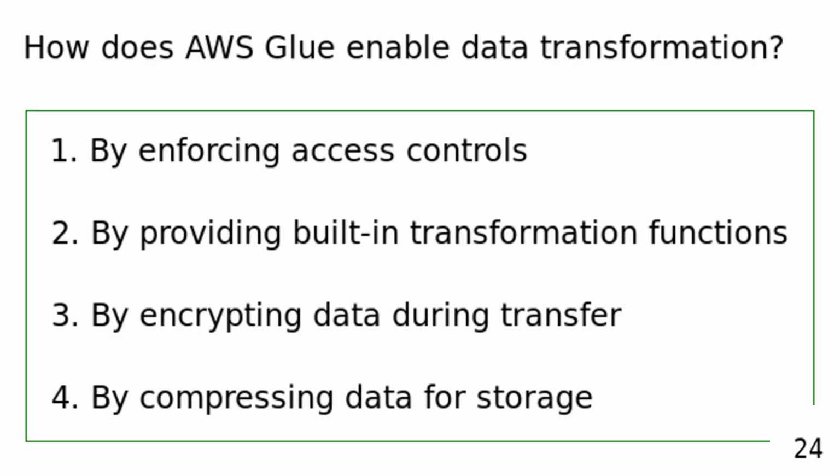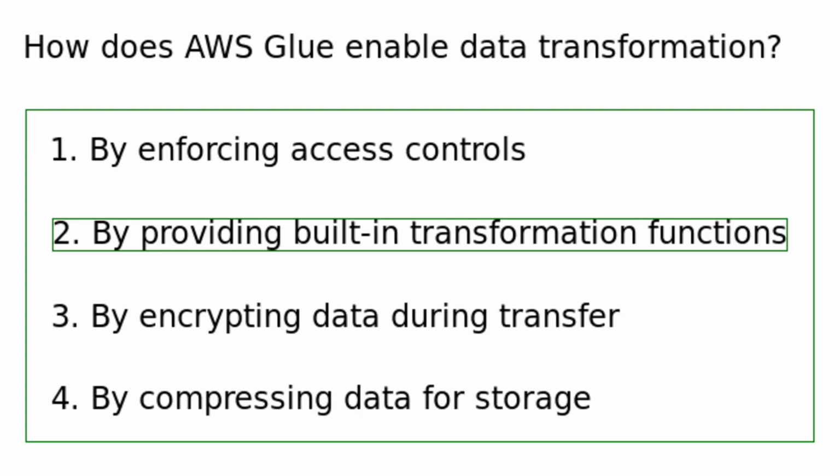How does AWS Glue enable data transformation? By enforcing access controls. By providing built-in transformation functions. By encrypting data during transfer. By compressing data for storage. The correct answer is by providing built-in transformation functions. AWS Glue enables data transformation by providing built-in transformation functions and libraries, allowing users to easily perform common data transformation tasks without writing custom code.